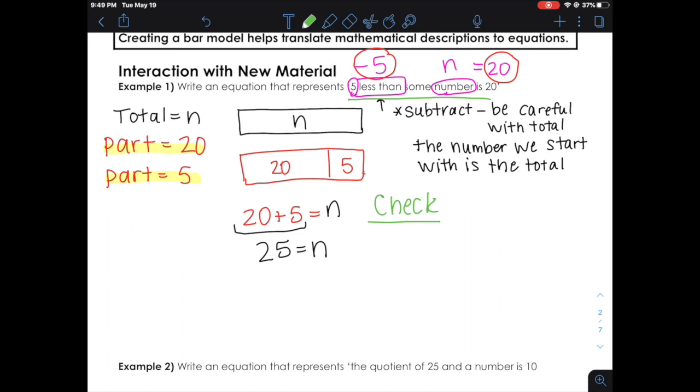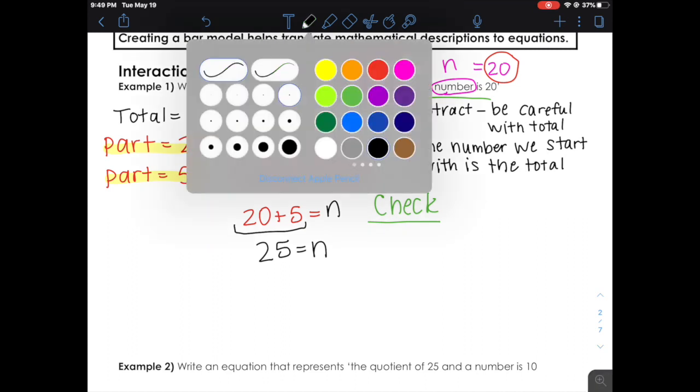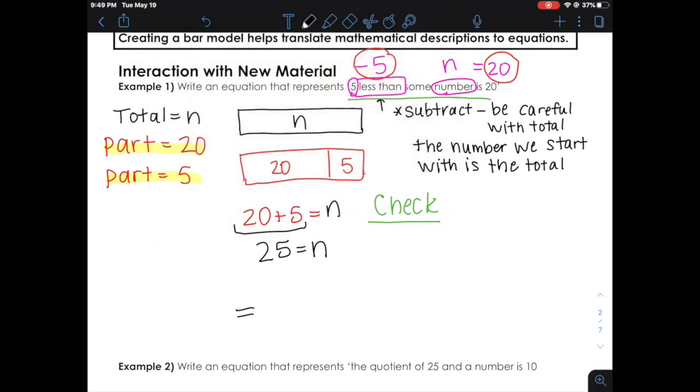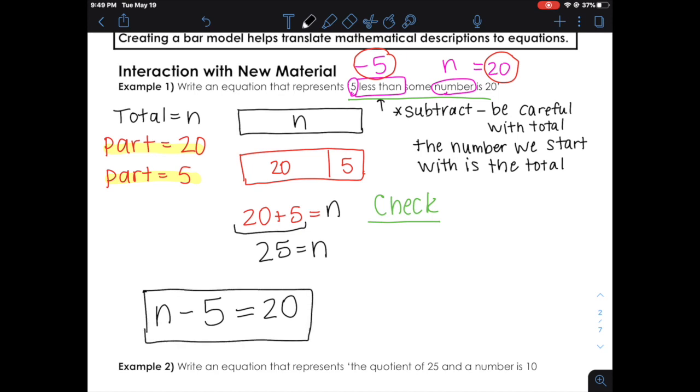So again, because it says is 20, that means we want our equal sign and 20 to be at the end. Because when it says is 20, it's saying the answer is 20. So we want to make sure we put our 20 on one side of the equal sign. And then again, we're starting with n and we're taking away 5. So this should be the expression that represents the phrase from example number 1.